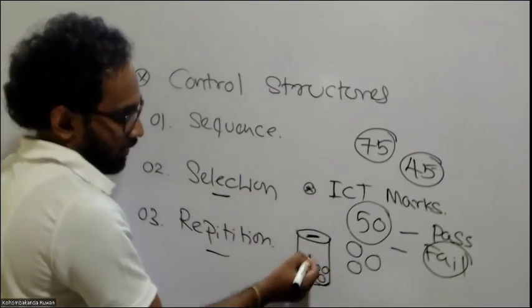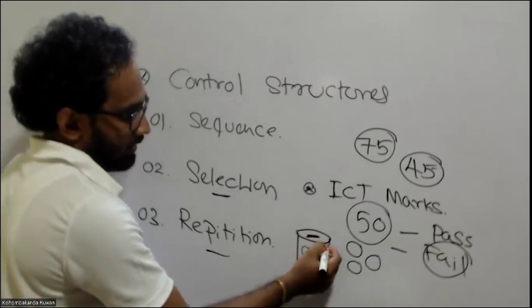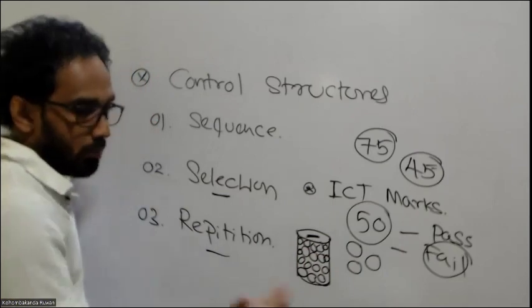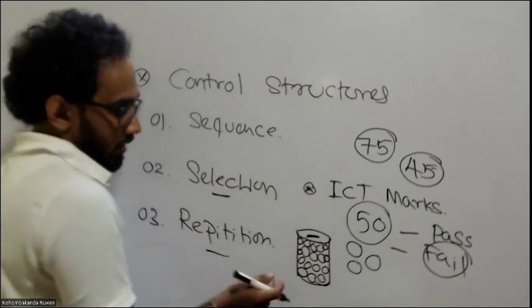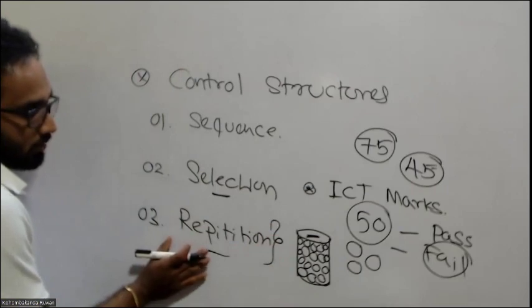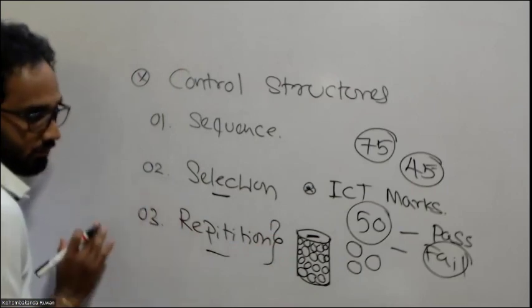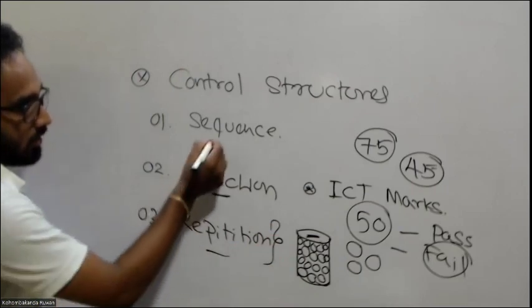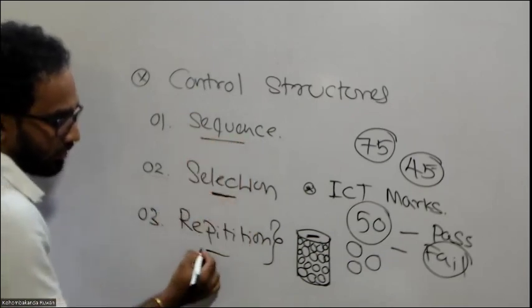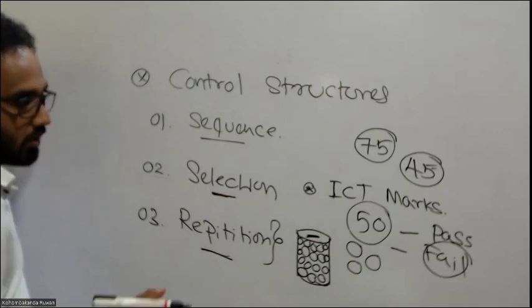Take one coin like this, like this. Thereafter, you cannot do that process. This is an example for repetition. Now you have an idea about sequence, selection, and repetition. We will discuss it, don't worry.